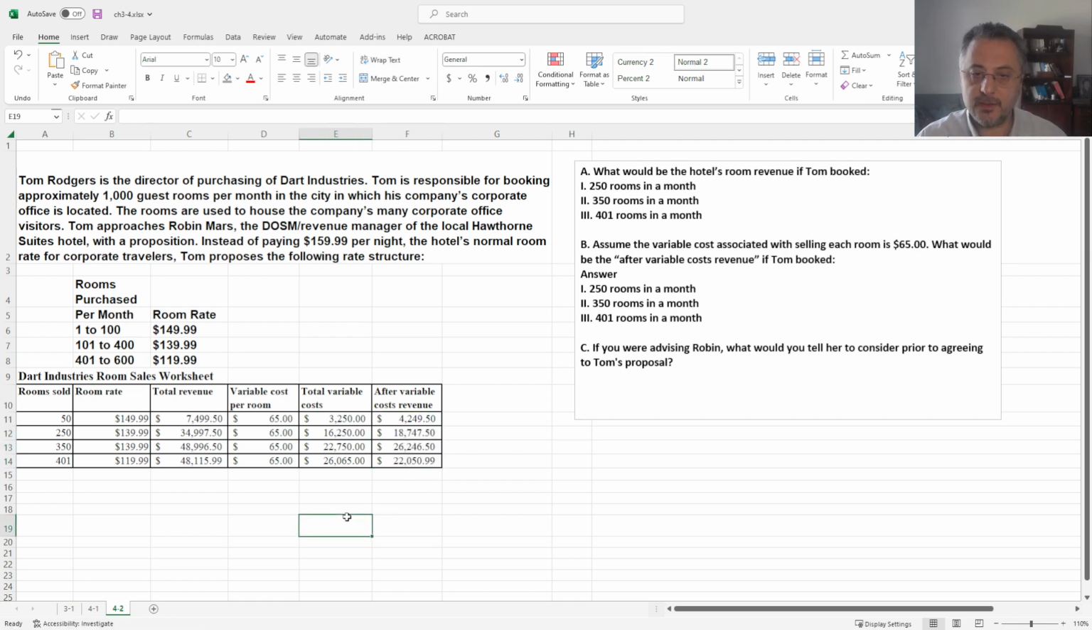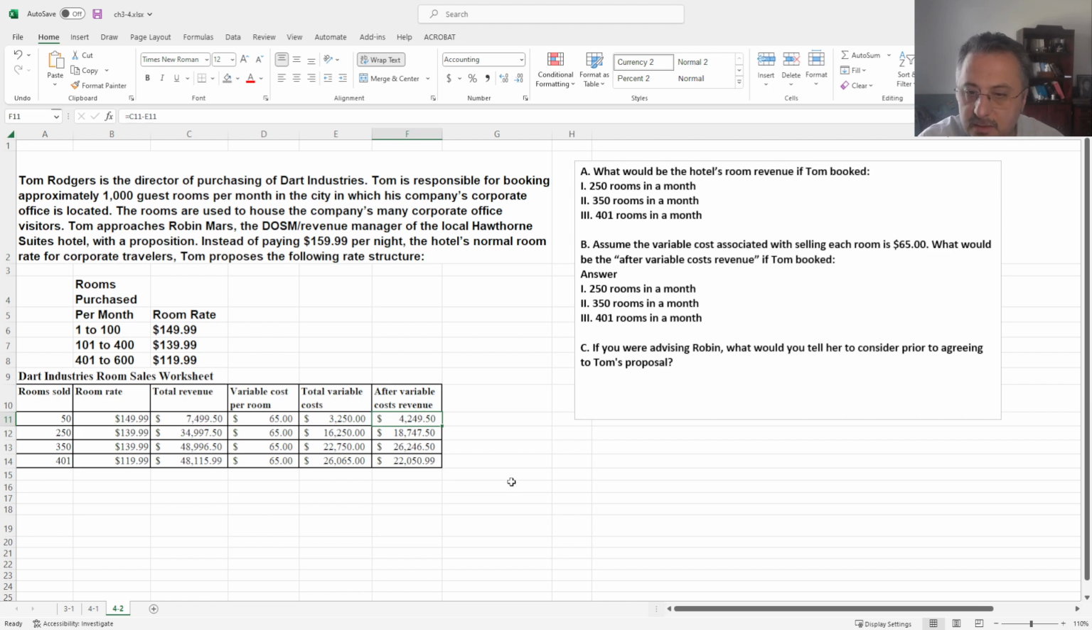Now, what we did, first we calculated the revenue. Revenue is the room rate times rooms sold. Then, according to the question here, the variable cost associated with each room is 65, which is the same no matter how many rooms you sell. So we calculated the variable cost, which is the variable cost per room times how many rooms you sold, and we calculated the after variable cost revenue. Basically, you generate some kind of revenue, but you also spend money to generate that revenue. That gives you the end result, the after variable cost revenue.